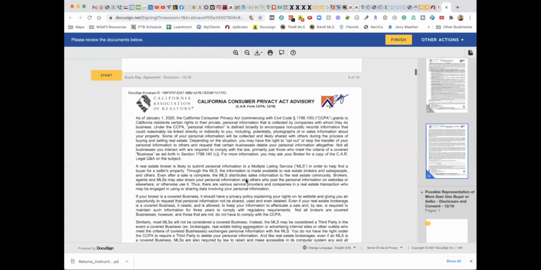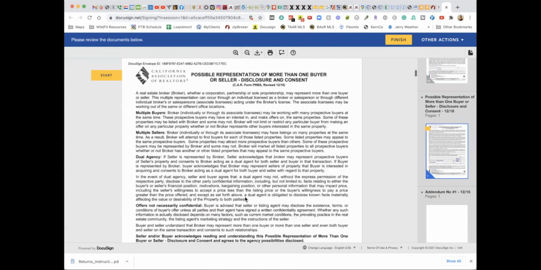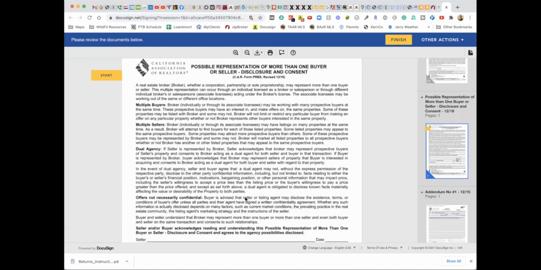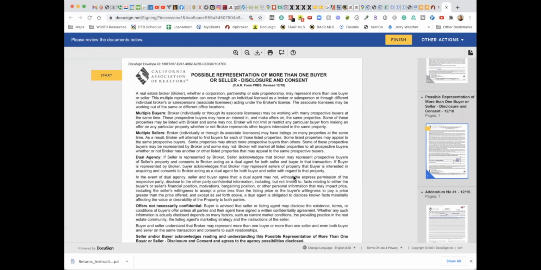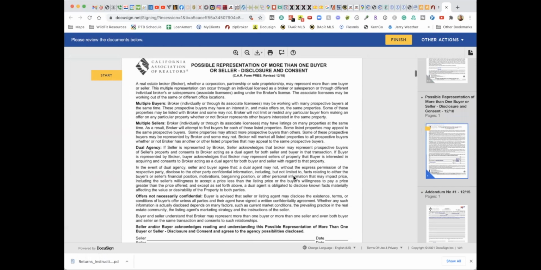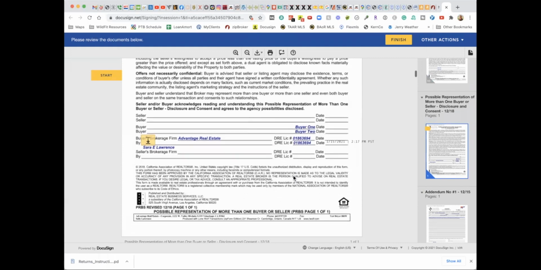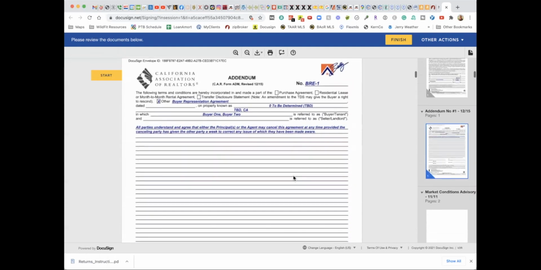We're also required to share with you the California Consumer Privacy Act advisory, but know that I will always keep your information confidential. This is the possible representation of more than one buyer or seller, and it says that I could be representing multiple buyers or multiple sellers, and in fact could have dual agency in any of those cases. Then here's the addendum that I really want to bring attention to.